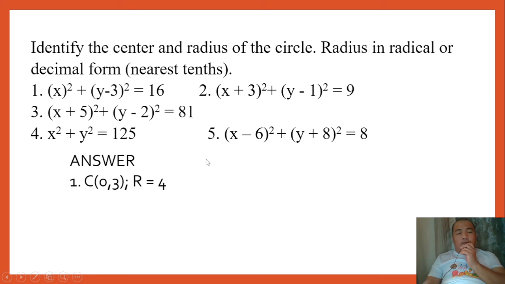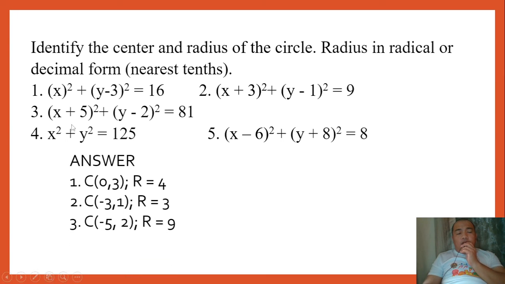Yeah, di ba madali lang? How about number 2 here? (x plus 3) quantity squared plus (y minus 1) quantity squared equals 9. What is the center and radius? Negative 3, 1 is the center. Radius is 3, square root of 9.